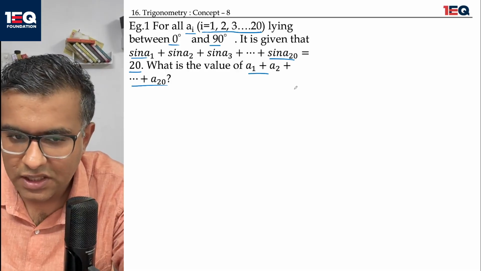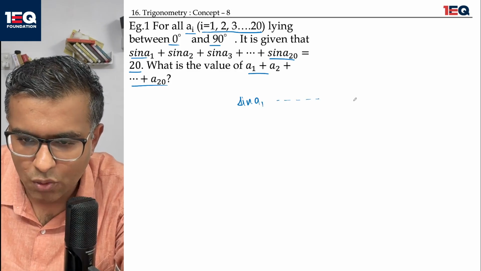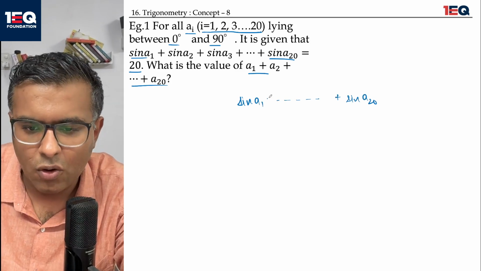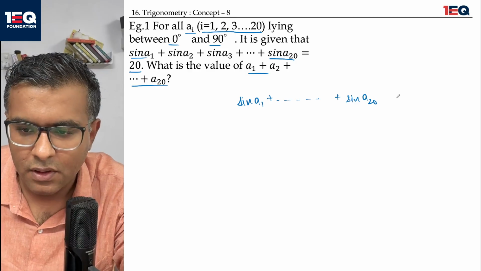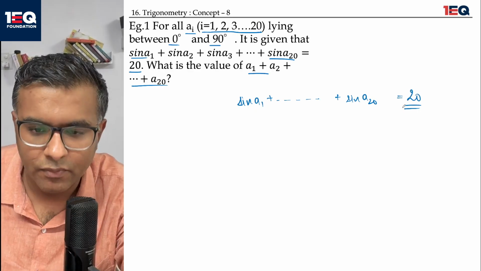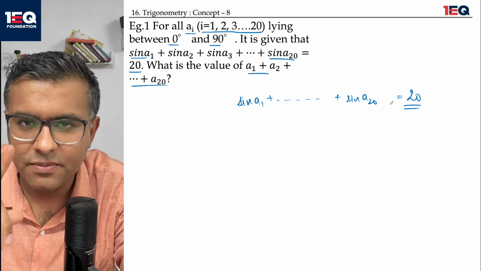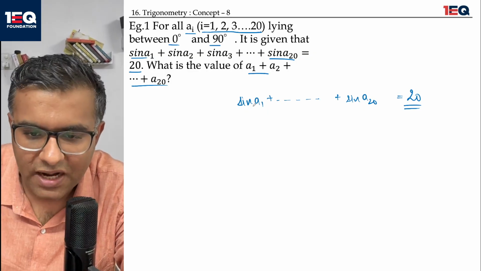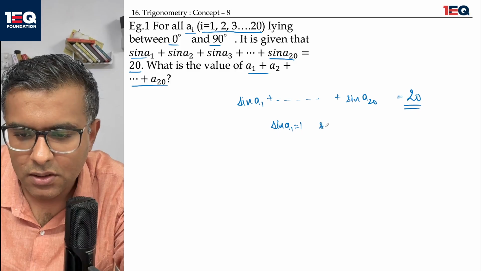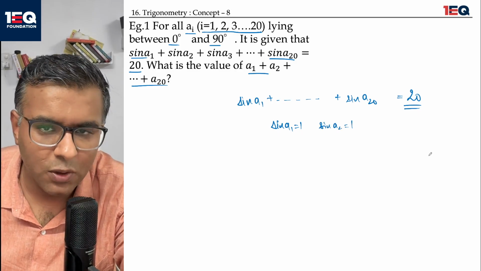So if the value of sin A1 and so on till sin A20, with all positive signs in between them, turns out to be equal to 20, there are 20 terms and the sum is also 20. This means that each term is definitely going to be 1. That means sin A1 is equal to 1, sin A2 is equal to 1, sin A3, A4, everything is going to be equal to 1.